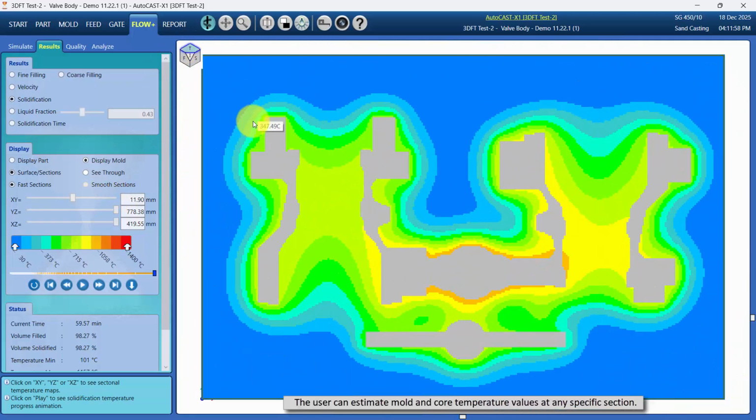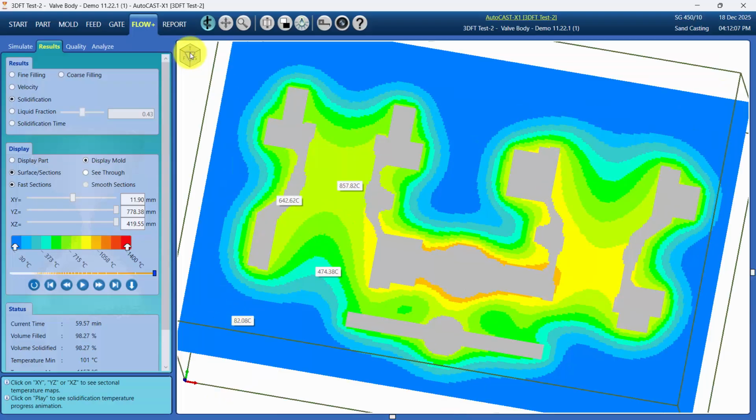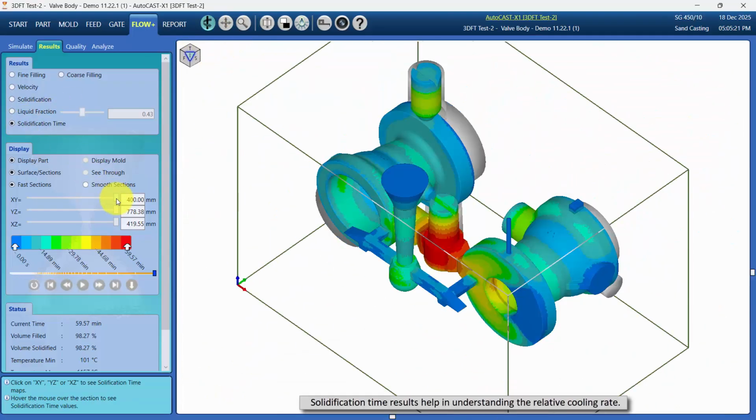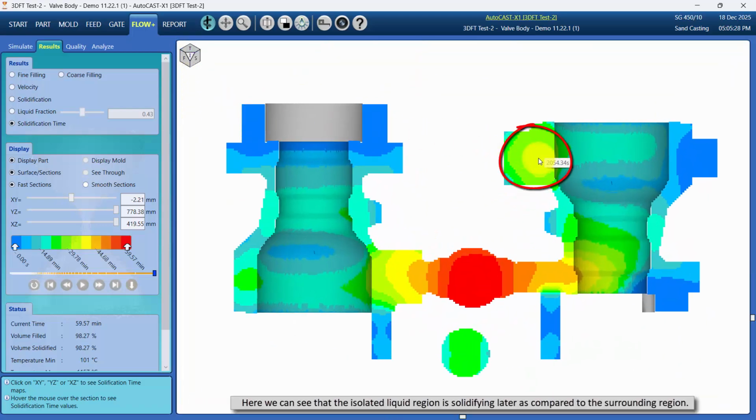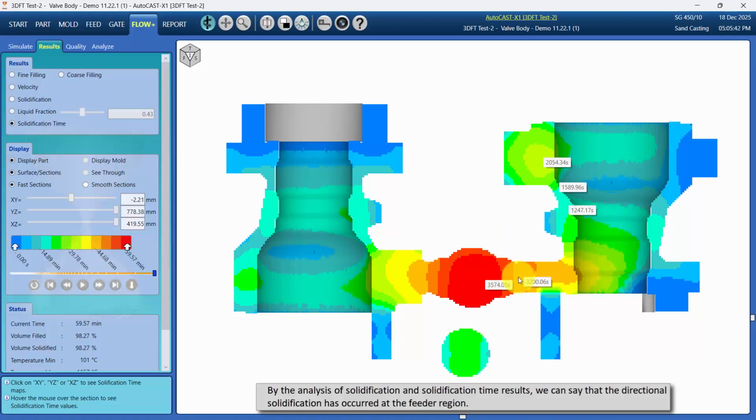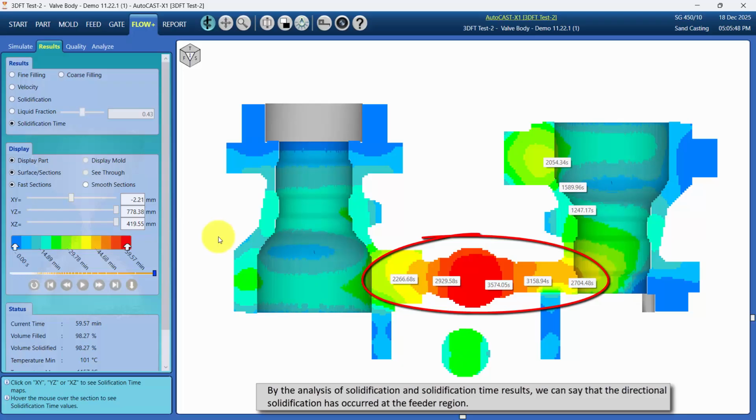The user can estimate mold and core temperature values at any specific section. Solidification time result helps in understanding the relative cooling rate. Here we can see that the isolated liquid region is solidifying later as compared to the surrounding region. Hence the chances of shrinkage formation at that location is more. By the analysis of solidification and solidification time results, we can say that the directional solidification has occurred at the feeder region.